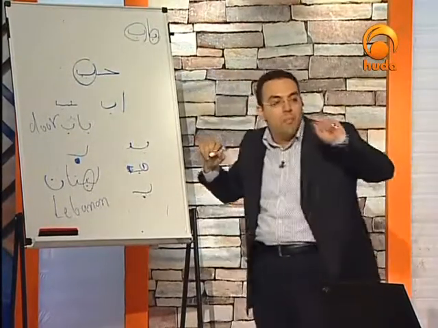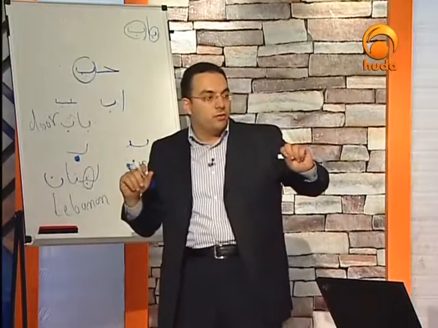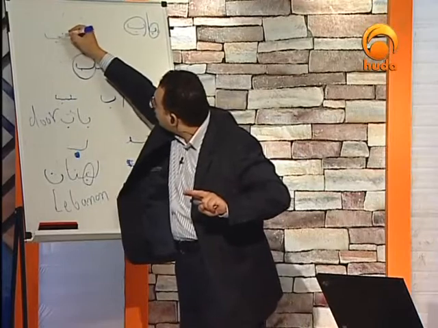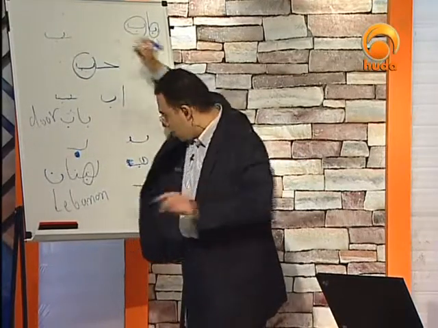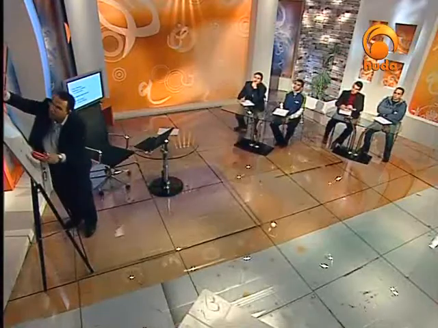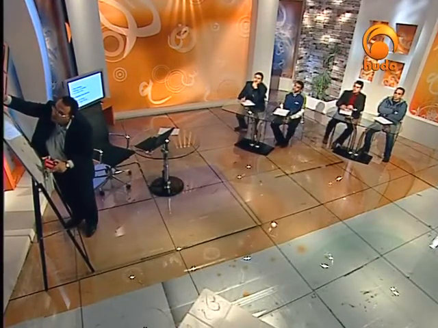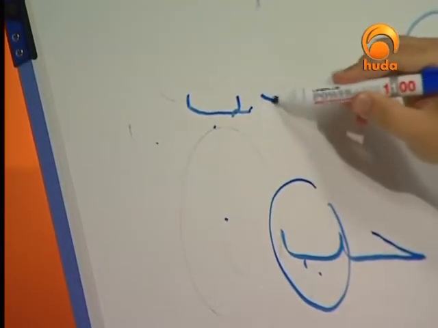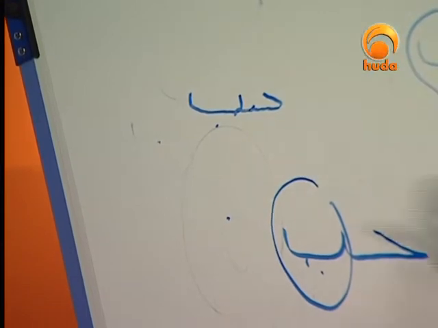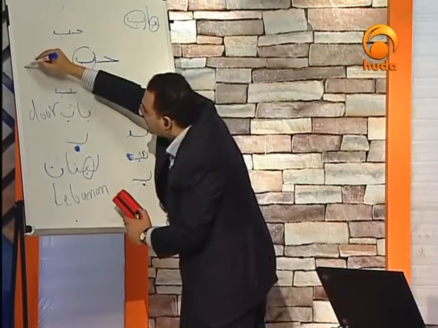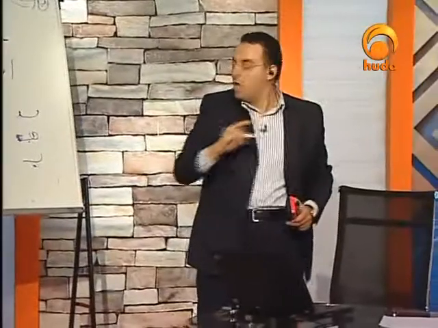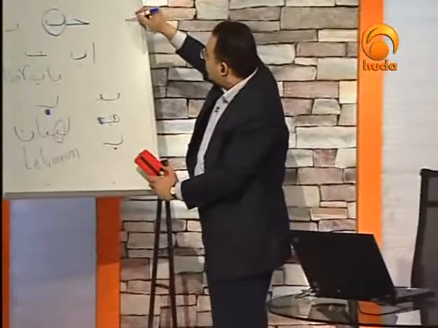Ba, when it comes in the final position, if it is connected, we write that in this way. Because I would like to combine that with ha. But when it comes as a disconnected form, we write that as an independent shape, as an independent letter. So again, we write bab in this way.